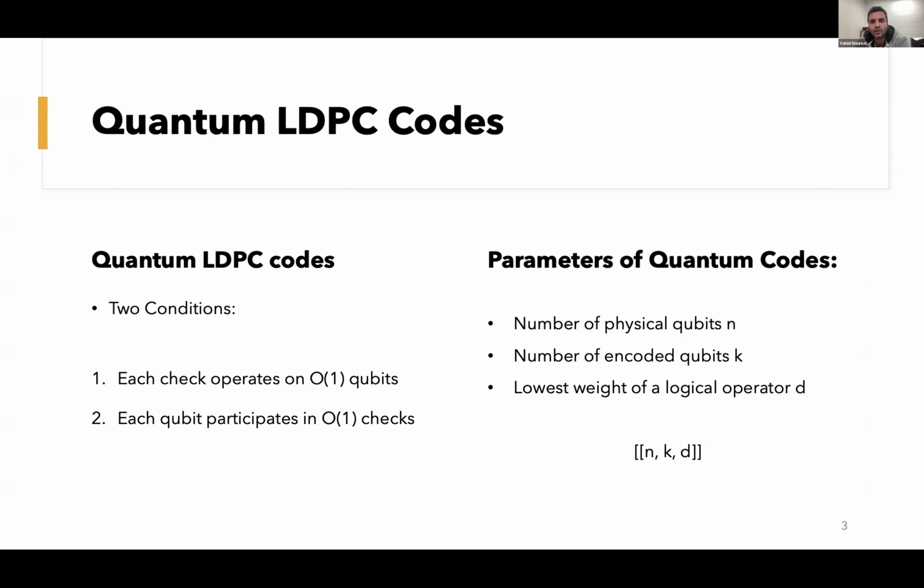Quantum LDPC codes are designed with two primary conditions. First, each check operates on a constant number of qubits. And second, each qubit is involved in a constant number of checks. These codes are represented with three key parameters: n, the number of physical qubits; k, the number of encoded or logical qubits; and d, the lowest weight of the logical operator. The aim is to balance these parameters for optimal error correction.